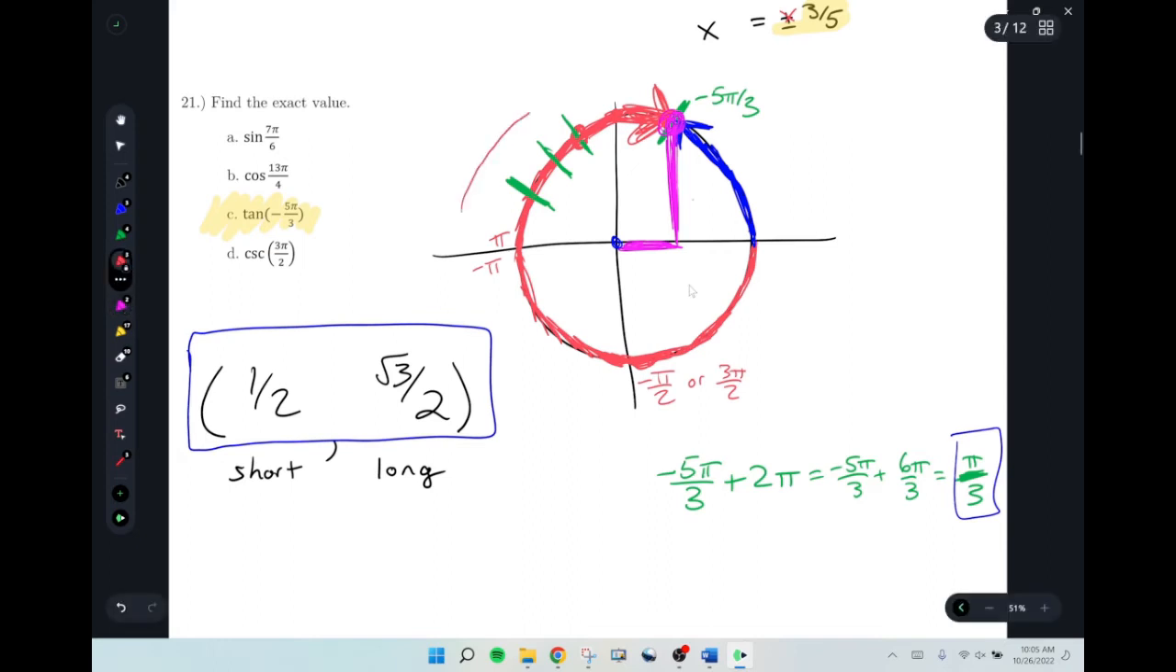So this red arrow going around is negative 5 pi over 3. And this blue arrow going around is pi over 3, which is the same thing as 7 pi over 3, right? Which is just another way to think about it. Okay. What else we got?